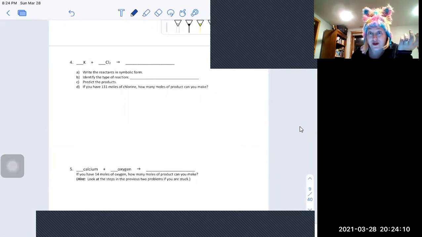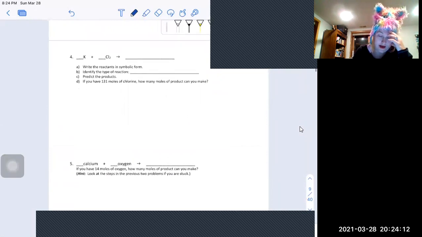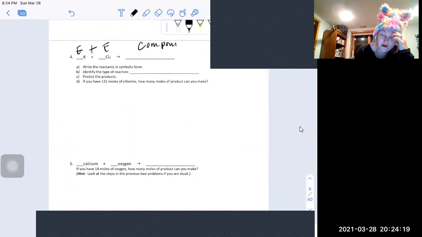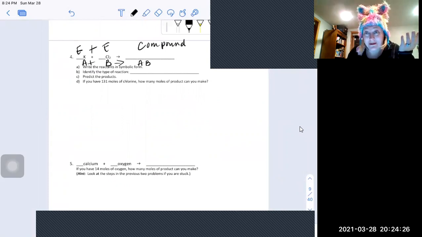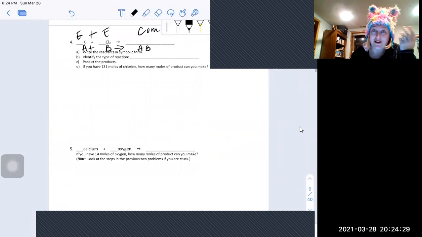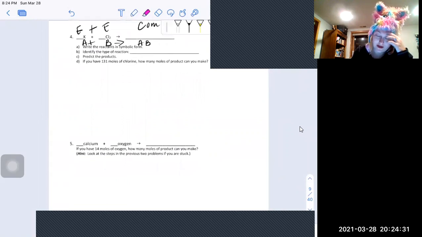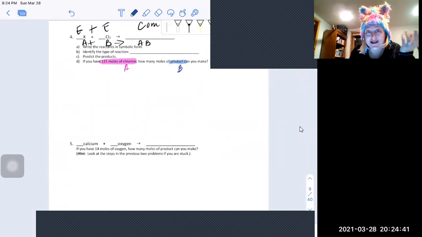Now I have to predict the products. Okay, so I have an element plus an element. I'm going to get a compound. Or I have A plus B is going to give me AB. All the stuff that you guys have been learning all year is coming back to you, right? So you're going to have to predict the products. You're going to have to know that this is element A, chlorine. That's my first chemical. And it wants to know how many products. That's going to be my B chemical, whatever my product is. Don't forget to crisscross charges on your product.